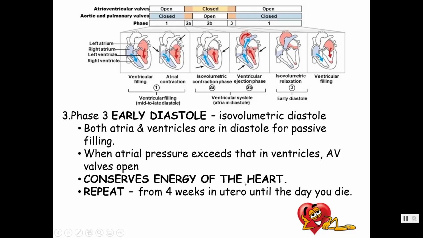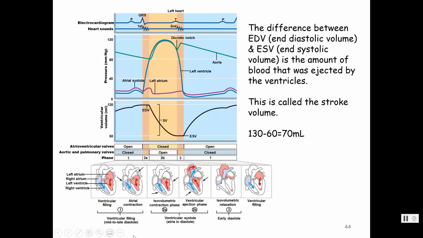Like I said, this conserves the energy of the heart. For about 4 weeks in utero, 20 days gestation, a baby's heart will beat, and then it beats throughout the course of a person's lifetime until the day that they die. So the heart deserves that little 60% rest.